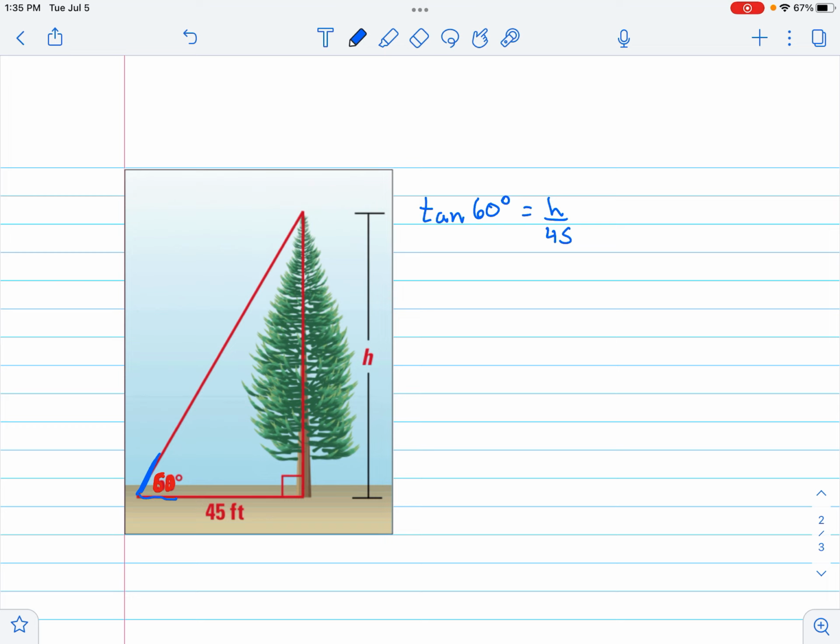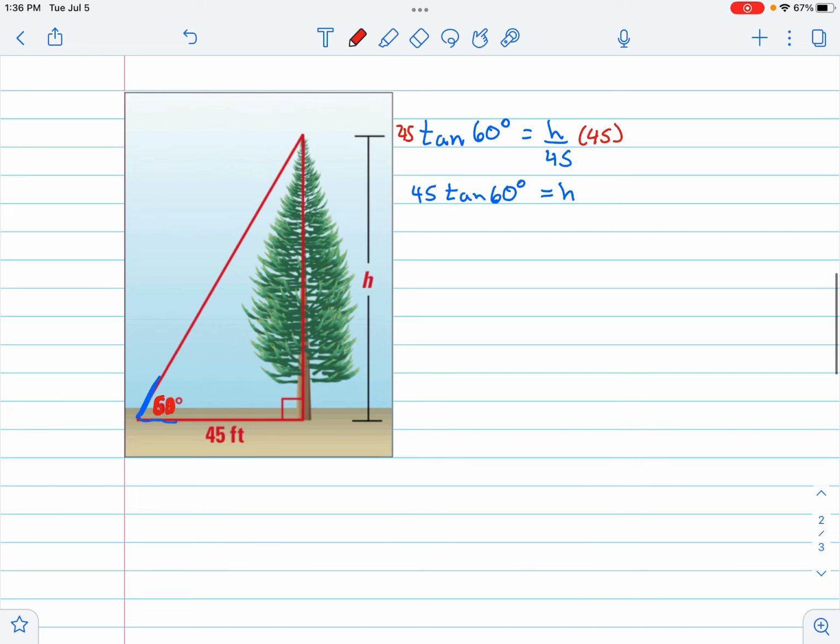Now I want to know what h is, so I can just multiply by 45. 45 times tangent of 60 degrees is equal to h. Because what I did was I just multiplied both sides by 45. And then you could punch that in your calculator to actually get the answer out. But that's the way we can use these trigonometric ratios to solve problems. Like I can find how tall that tree is, for example.